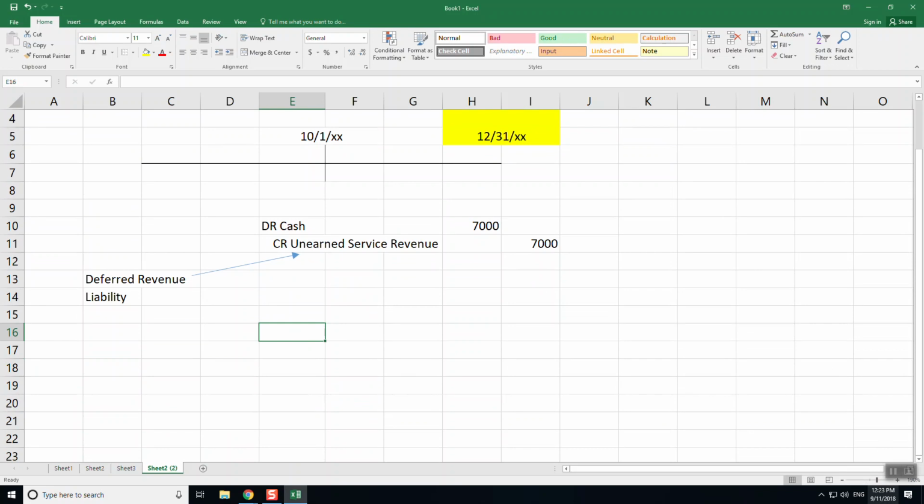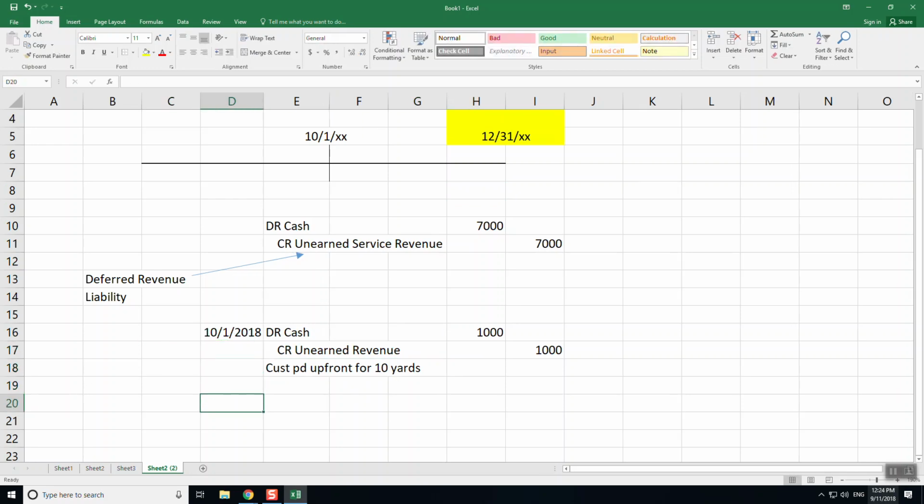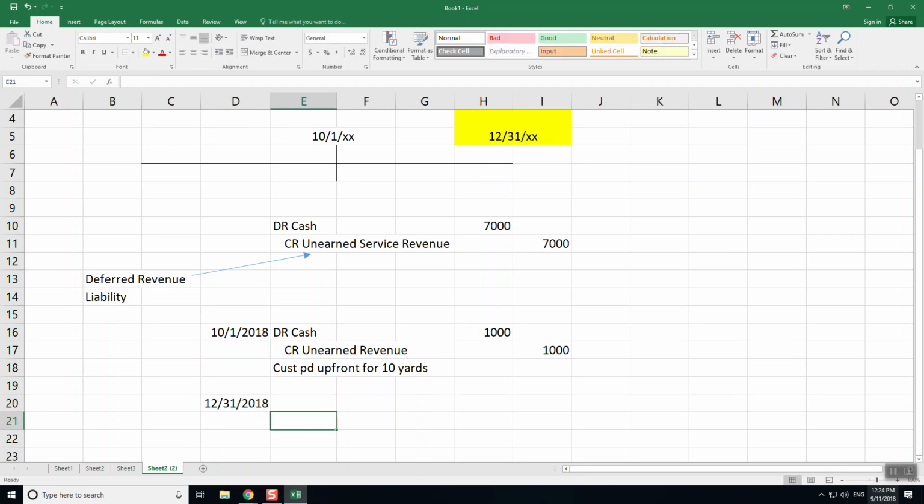So on October 10th, we got $1,000 cash, okay? And then we got unearned revenue, sorry, 1,000, right? And then if you had a memo in there, you would say paid up front. Customer paid up front for 10 yards. Not 10 yards on a ruler, 10 yards that we gotta go clean, right? Okay. And then say as of December 31st, so this would have been the 10-1 entry. Say as of December 31st, we cleaned 4 yards, right? So this is what we're leading to.